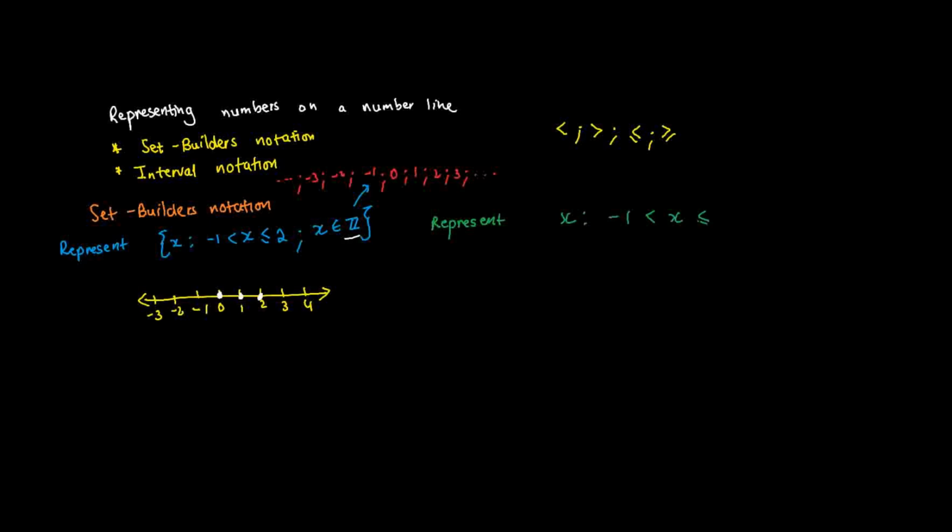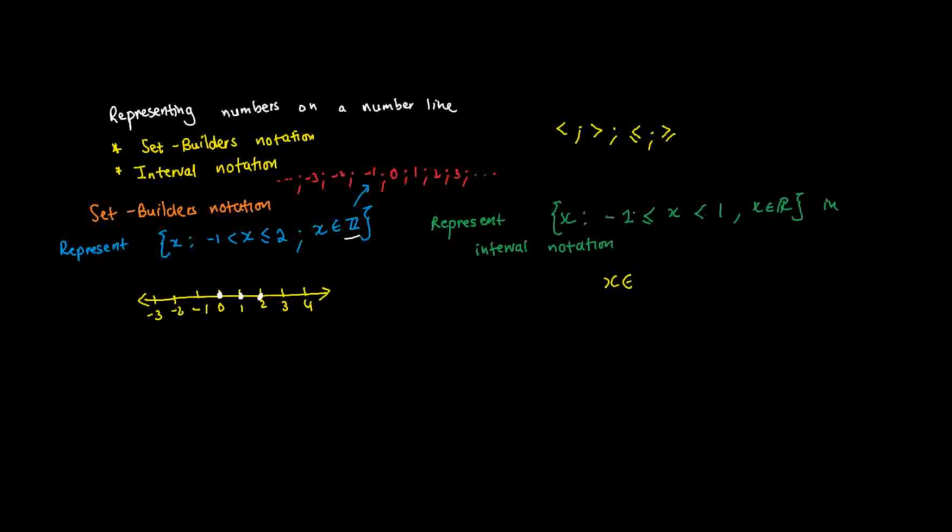Okay, let me actually use a new example just so that it doesn't confuse you with this one. Let's represent x is a set of negative 2, let's say it's equal to, and here we have 1, where x is an element of the real numbers, in interval notation. And then after that, we will represent it on the number line.